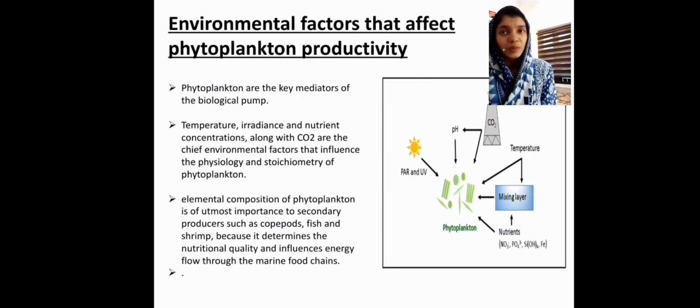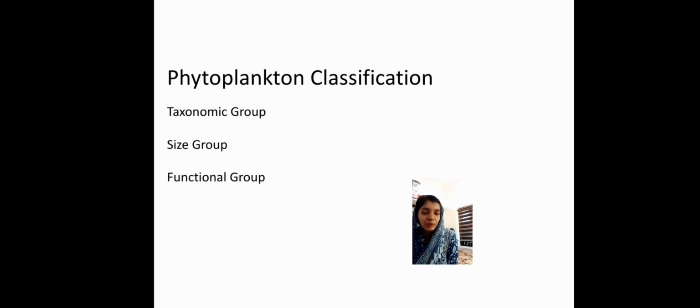Understanding the response of phytoplankton to changing environmental conditions is a prerequisite to predict future atmospheric concentrations of CO2. So, climate change may greatly restructure the phytoplankton communities, leading to cascading consequences for marine food webs, thereby altering the amount of carbon transported to the ocean interior, which will affect the environment, climate, even it will affect us, the food chain, etc. Coming to the phytoplankton classification, mainly it is classified into three based on the taxonomic group, size group and functional group. We can go one by one.